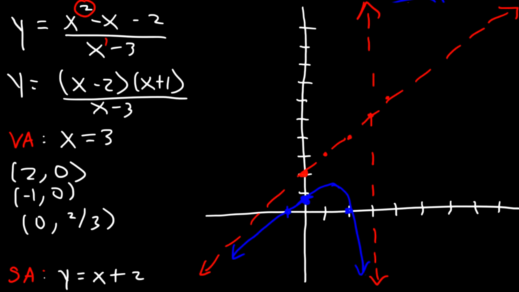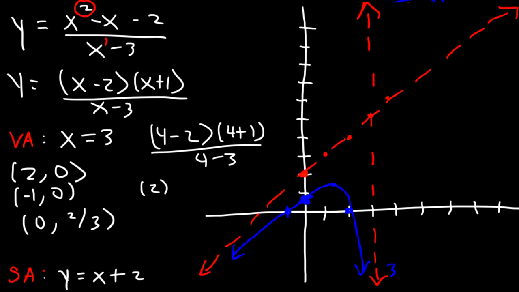Now, to the right of the vertical asymptote of 3, we need to know if the graph is going to be here or if it's going to be in this region. So what we can do is plug in an x value that is greater than 3. Let's try 4. And let's use this equation. So it's 4 minus 2 times 4 plus 1 over 4 minus 3. 4 minus 2 is 2, 4 plus 1 is 5, and 4 minus 3 is 1. So 2 times 5 is 10. So we're going to have the point 4, 10.